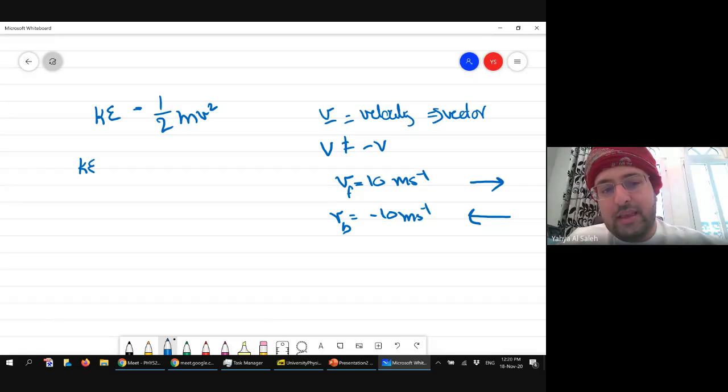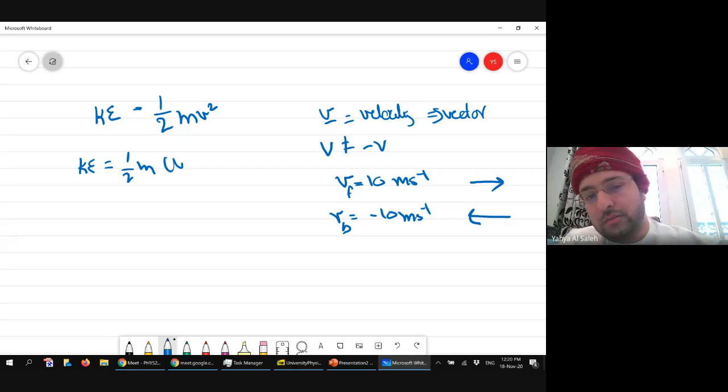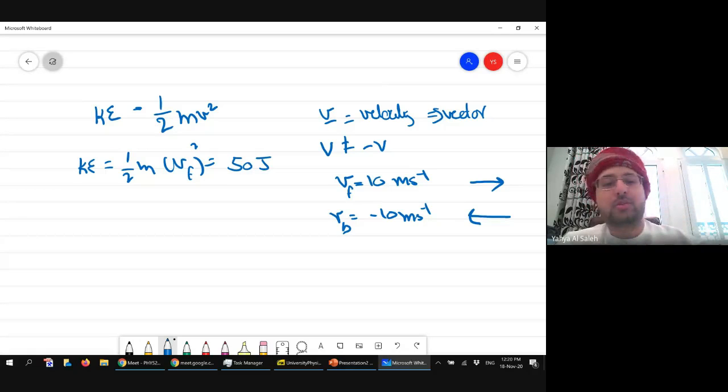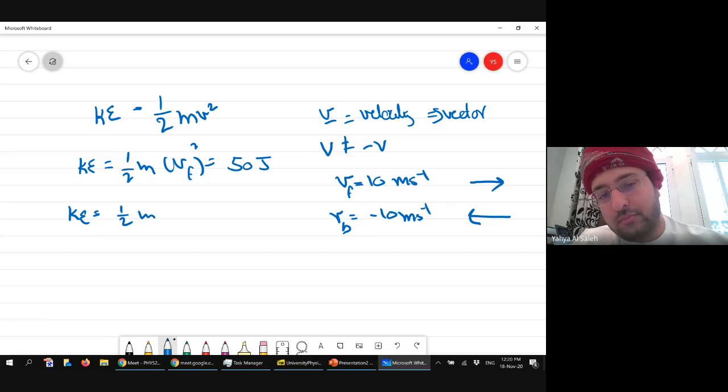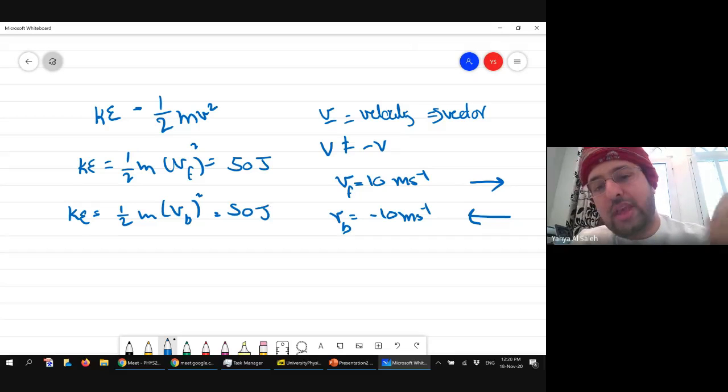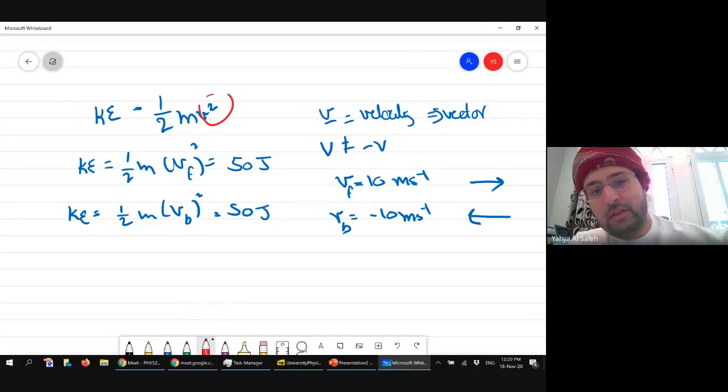Now, KE of v forward is equal to 50 joules. 10 squared is 100, divided by 2 is 50. And KE of the backward one is still 50 joules because we have the square.